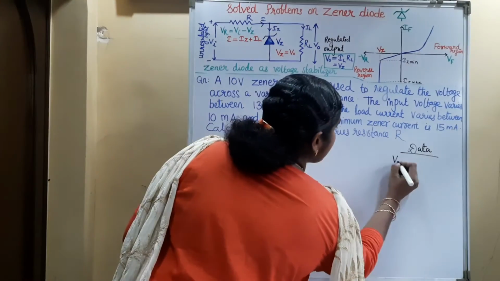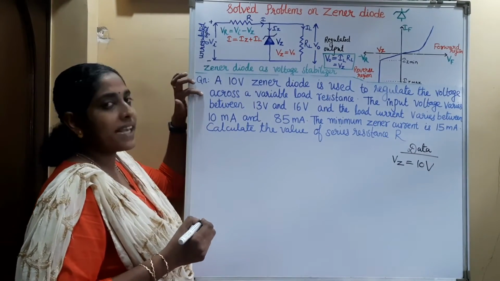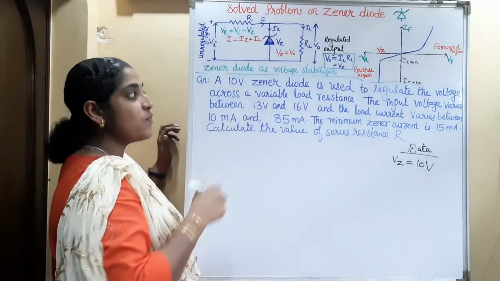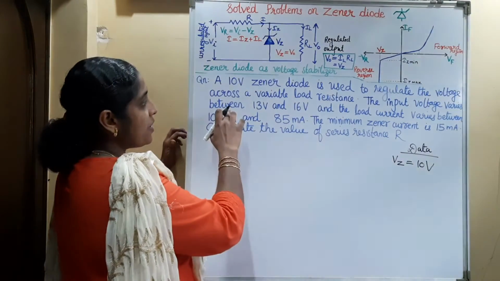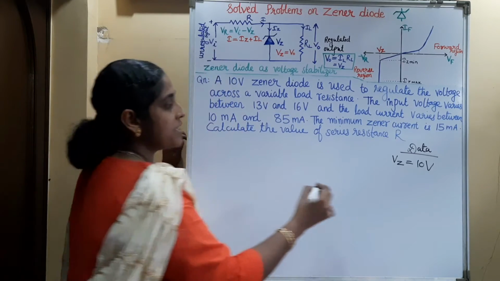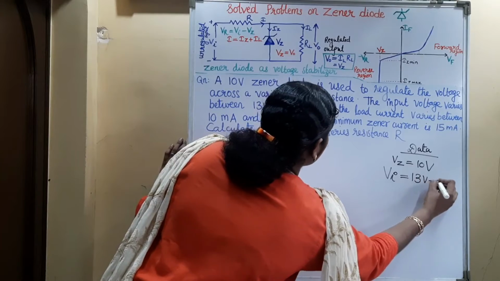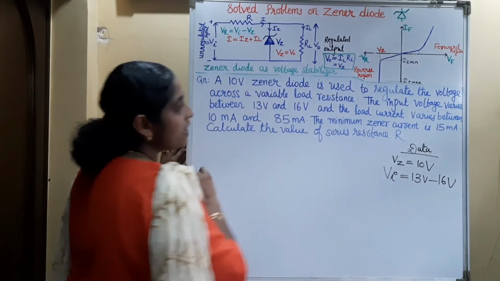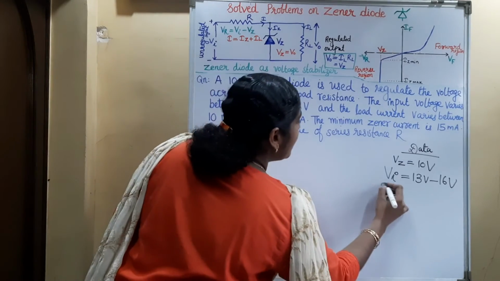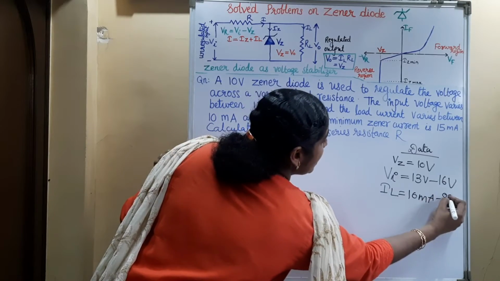So Vz is equal to 10 volt. It is used to regulate the voltage across a variable load resistance. This load resistance RL is variable. The input voltage varies between 13 volt and 16 volt. That is, this input voltage is also varying from 13 volt to 16 volt. And the load current IL varies between 10 milliampere to 85 milliampere.